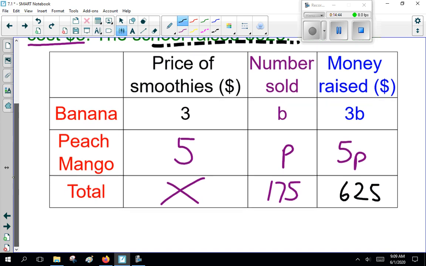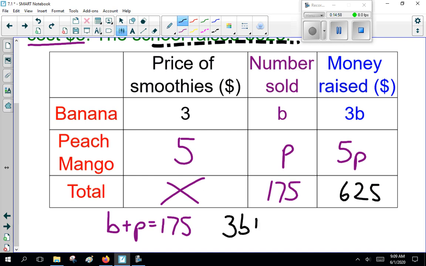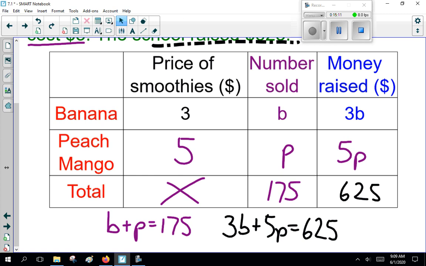Anyway, so now we can turn these into two equations. The number sold, B plus P equals 175, and money raised, 3B plus 5P is 625. All right? So far, so good. Now, let's see if I can embarrass myself again in the next question.